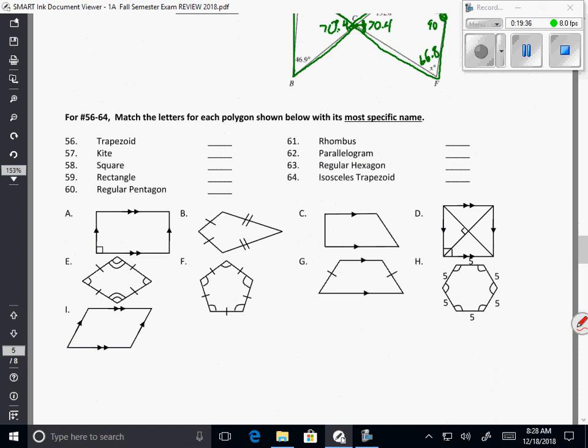All right, 56. This is the trapezoid. This is the kite, B. The square is down here, D. The rectangle is A. The regular pentagon would be F. Rhombus is E, I, H, and G. Isosceles trapezoid has to have same length sides and same base angles. Right.